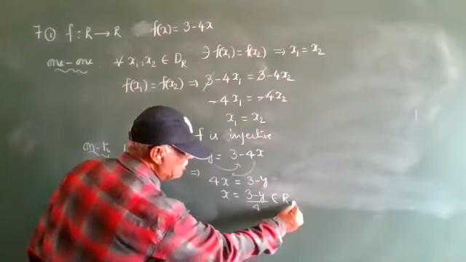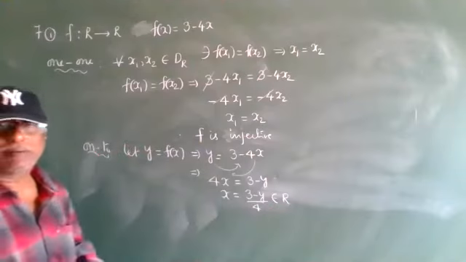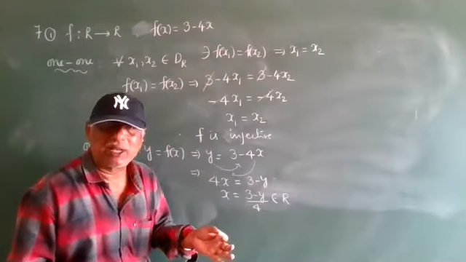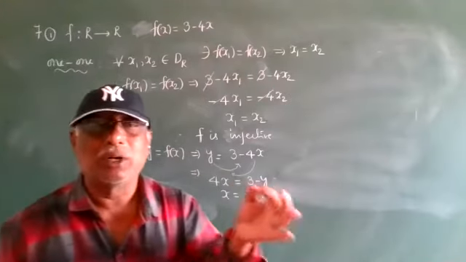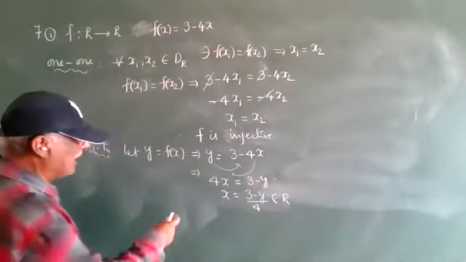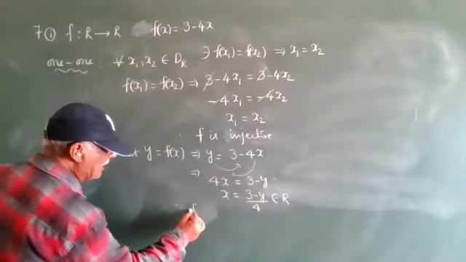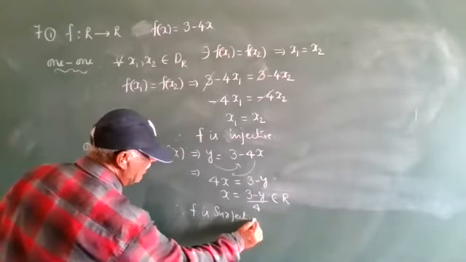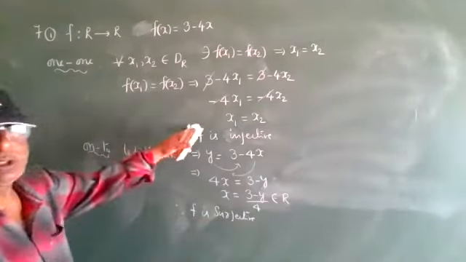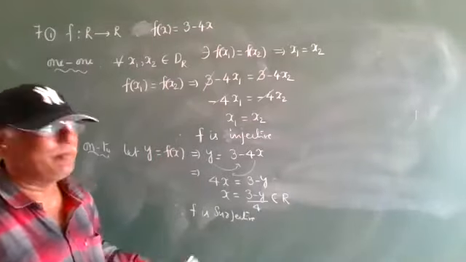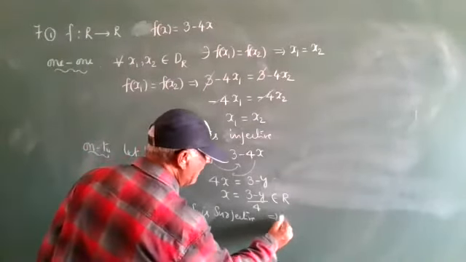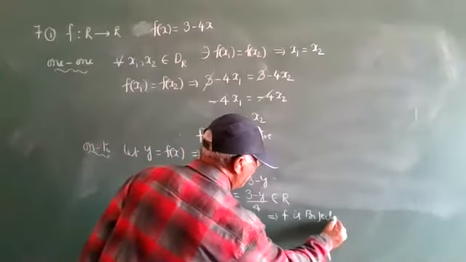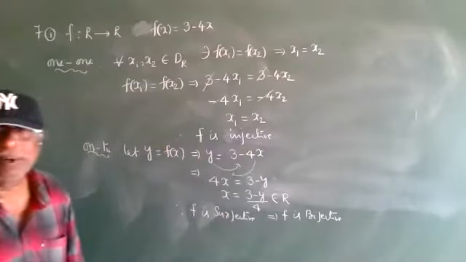Every fraction belongs to real number. 3 minus y by 4 is a fraction. Therefore, F is surjective. So it is both 1-1 and surjective. Therefore, F is bijective. Very simply we can solve.